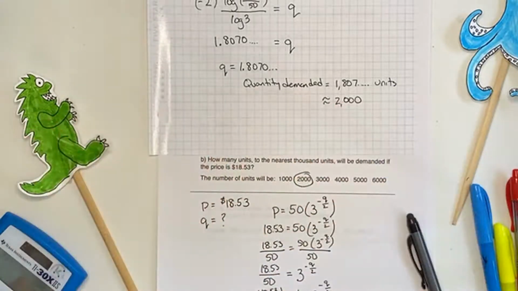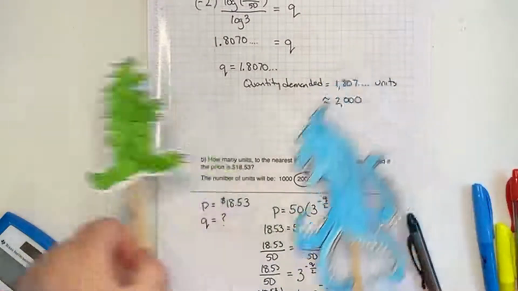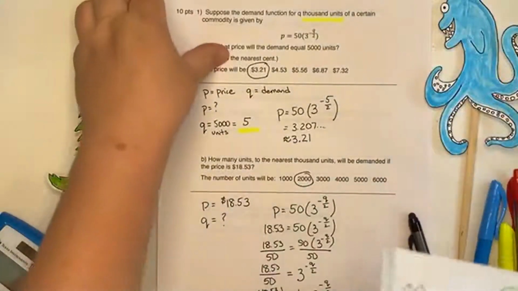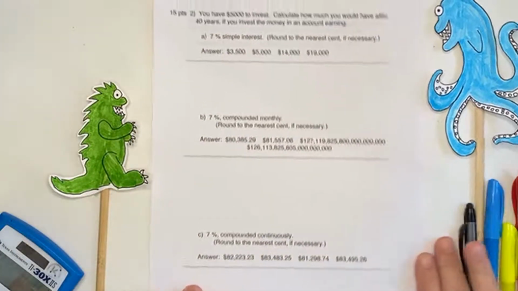Yay! We're 20% done with the test. Woohoo! Dance party. And in fact, that's the only problem from chapter 5 on this test. So we're done with the chapter 5 portion of our test, and we're going into the chapter 6 portion.